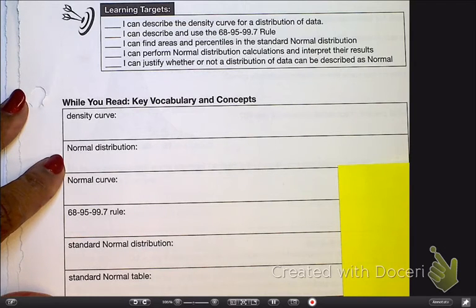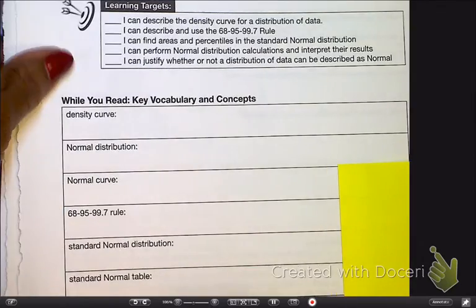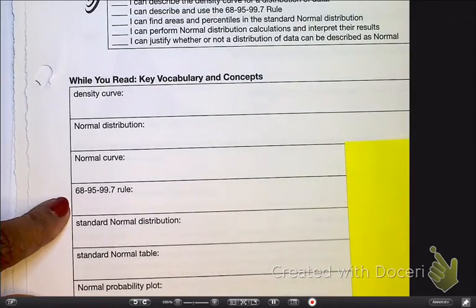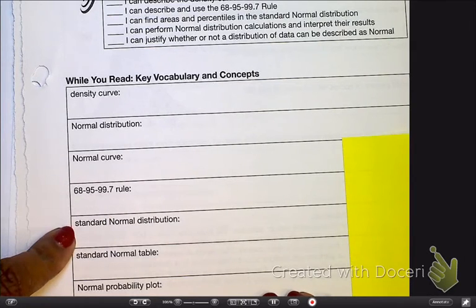Normal distribution, we've done many of that. Normal curve is the bell curve. The 68, 95, 99.7 is 3 standard deviations within the mean, 1, 2, and 3 respectively.